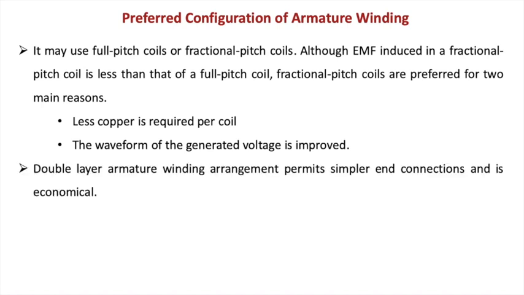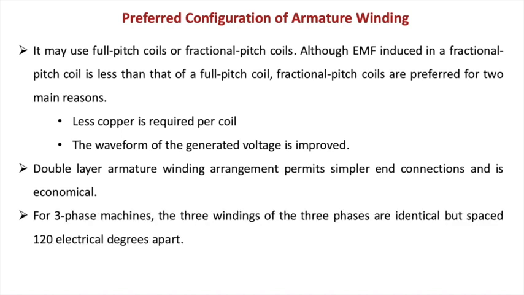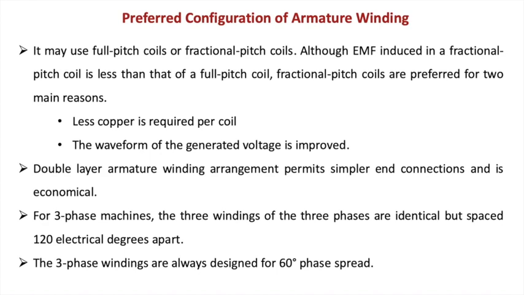Normally we use the double layer armature winding arrangement, which permits simpler end connections and is economical. For a three-phase machine, the three windings of the three phases are identical but spaced 120 electrical degrees apart. Three-phase windings are always designed for 60 degrees phase spread.